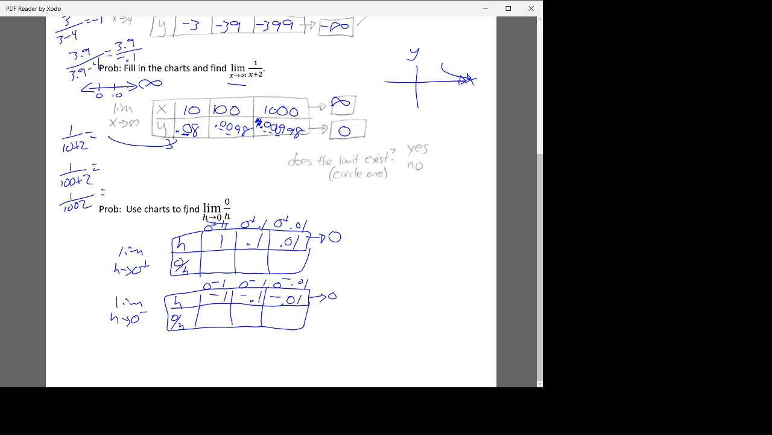Now plug them in. So if you plug in 0 over h, and the h is 1, it's 0 over 1. Well, 0 divided by anything is 0. And then try the 0.1, so it's 0 over 0.1. Well, 0 divided by anything is going to be 0. You can do that on a calculator. 0 divided by 0.01, also 0. And the same thing here, 0 divided by negative 1. 0 divided by anything, even negative numbers, is always 0. So these will all be zeros.